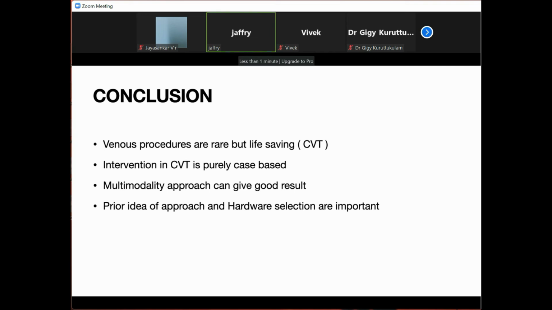Always the success of the multimodality approach for CVT is high. That is well reflected in different case series which were published previously. And prior idea of approach and hardware selection is very important for venous procedures.